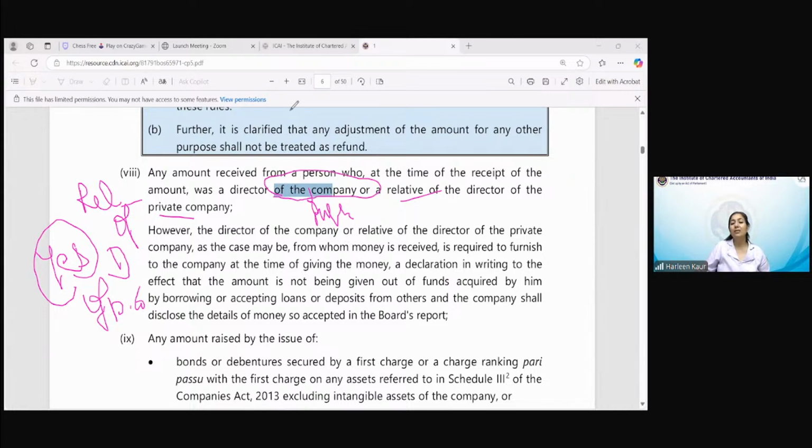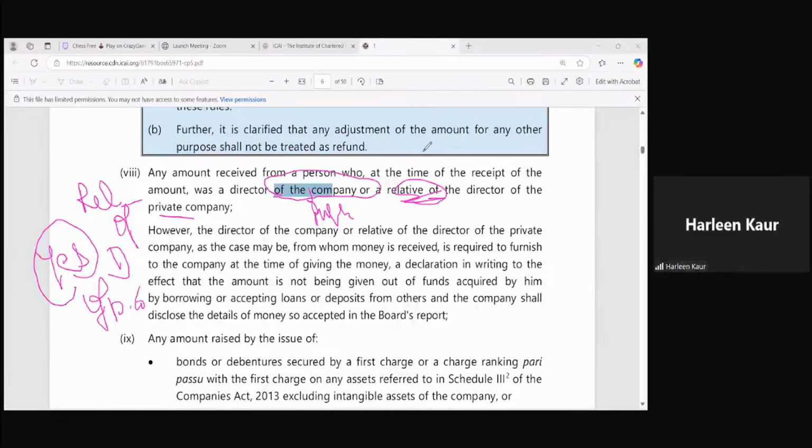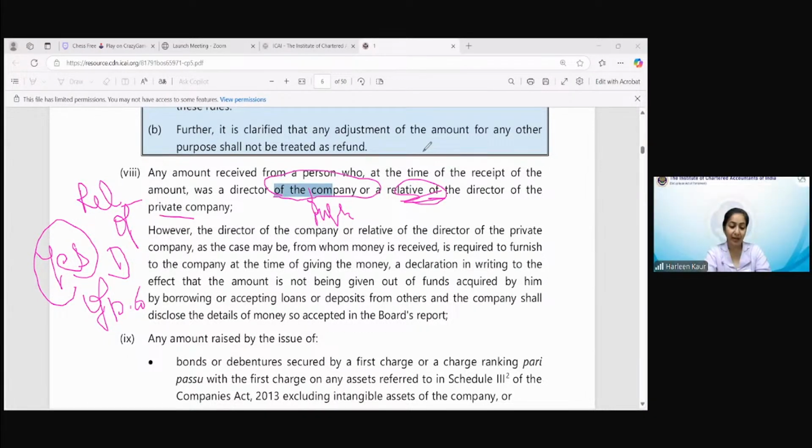What are the two conditions to be satisfied in case of a private company? Hurry up, tell me. If the money is taken from the relative of a director, what are the two conditions to be satisfied? Number one, a declaration has to be given in writing. Very good. Second, it has to be disclosed in the amount in the board's report. Very good. So see how beautifully you have started learning the topic also along with your studies.